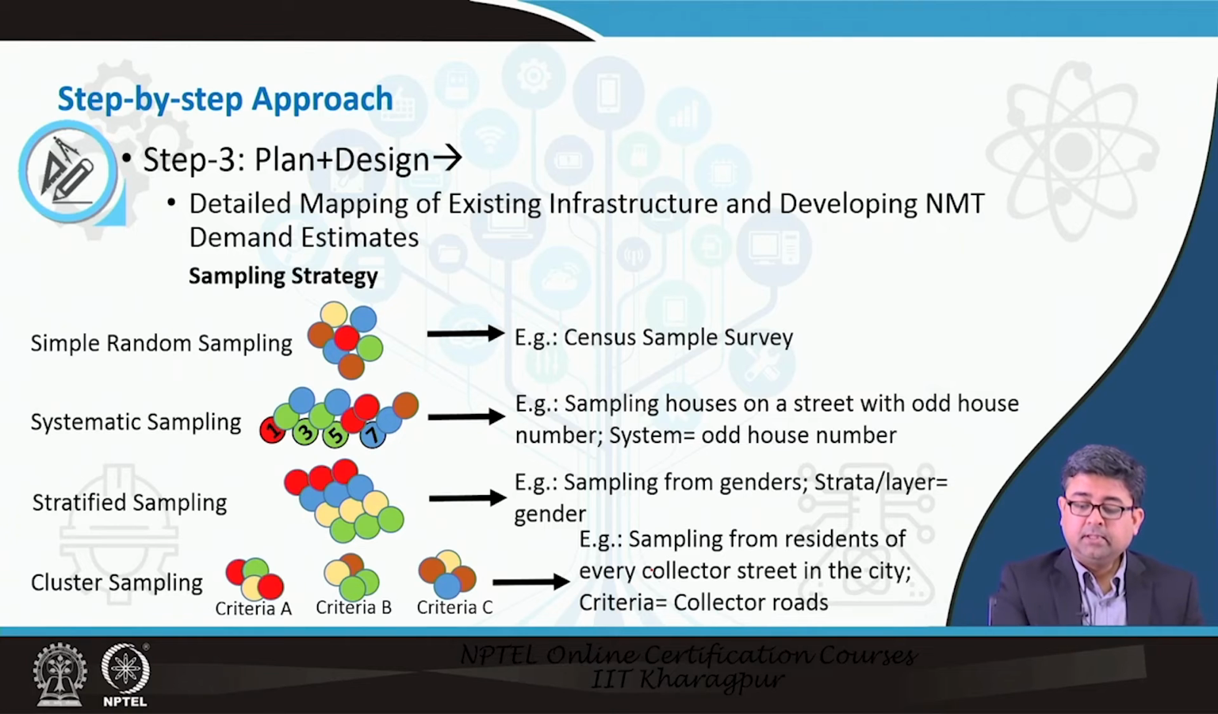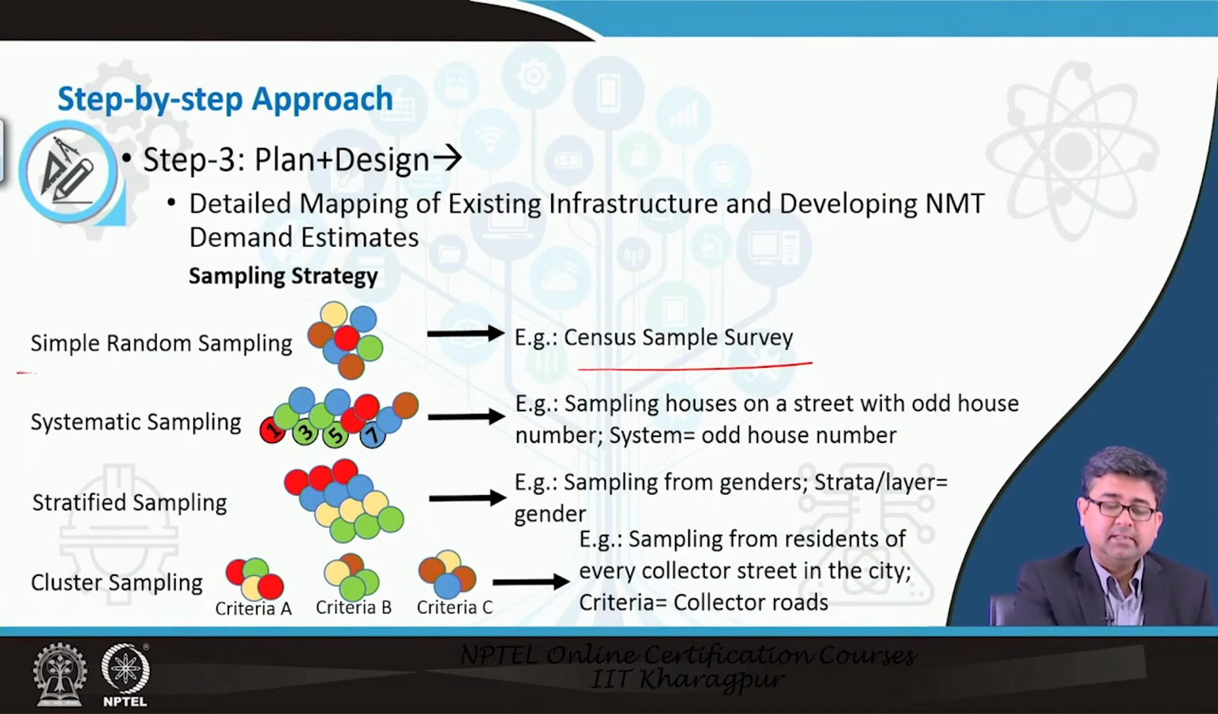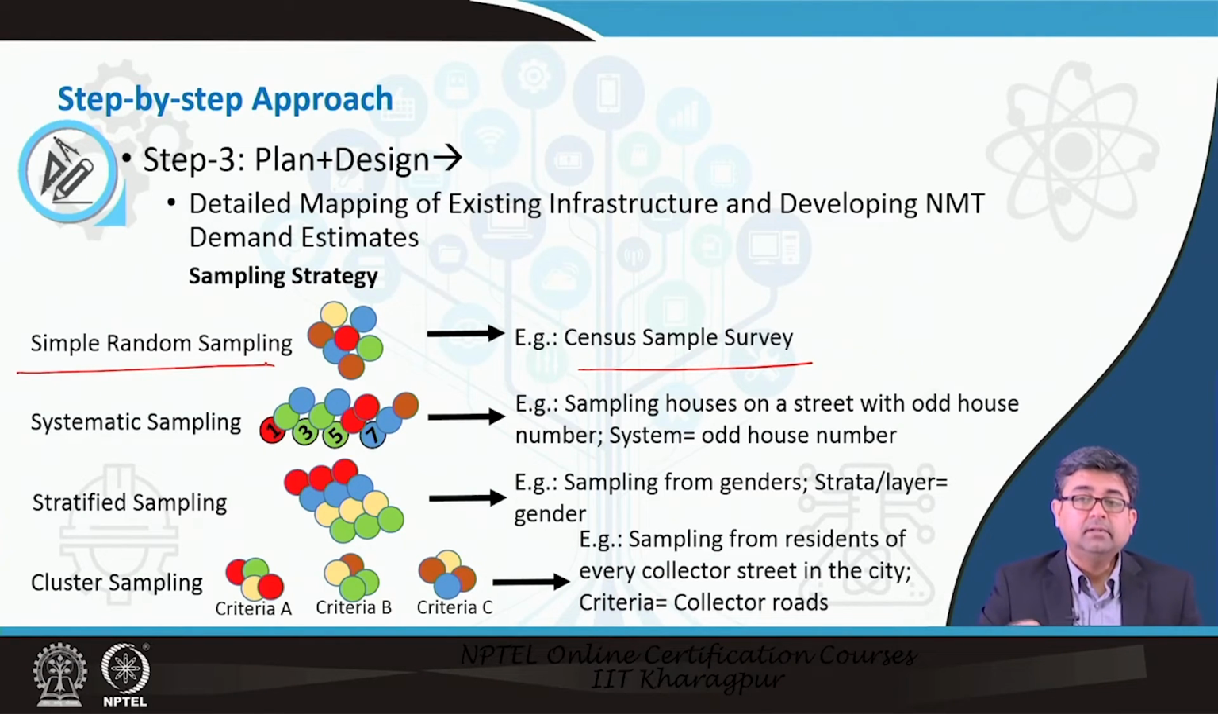So, for example, census sample surveys. If you ask this question in a census, it is a simple random sampling. When we do a census every 10 years, it is a simple random sampling. Whereas, if you want to do a systematic sampling, what is systematic sampling here?